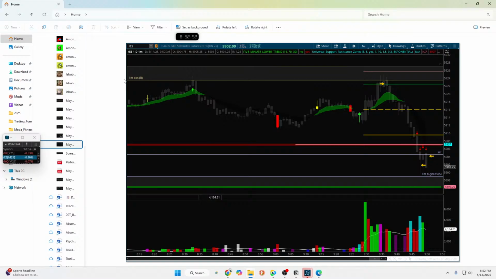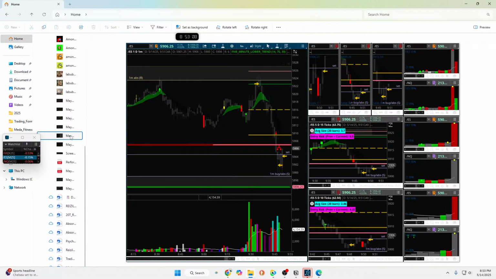So basically I had this nice ABS level from the prior day. Price did touch it several times, and then we came up here. I thought we were gonna break it. Then I just started seeing rejections. I started seeing wicks.